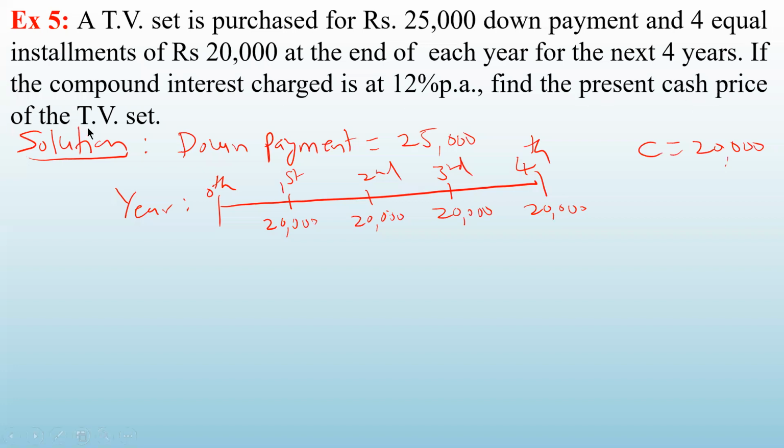Find the present cash price of the TV set. So how will you do that? You have to find out the present worth of these installments. That amount which you will get here, the present value of the annuity of 20,000 rupees, is the balance amount which he is not paying today. He is paying in the installment. So that present value, I mean the balance amount, has to be added to the down payment to get the present cash price of the TV set.